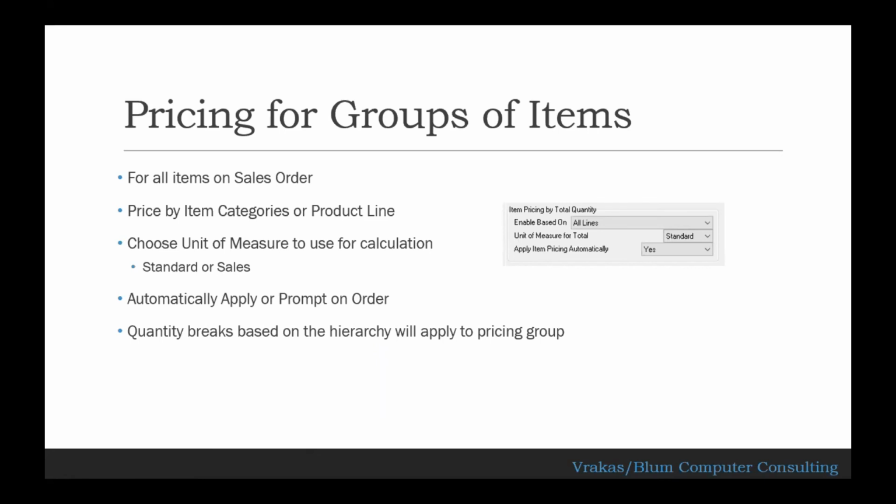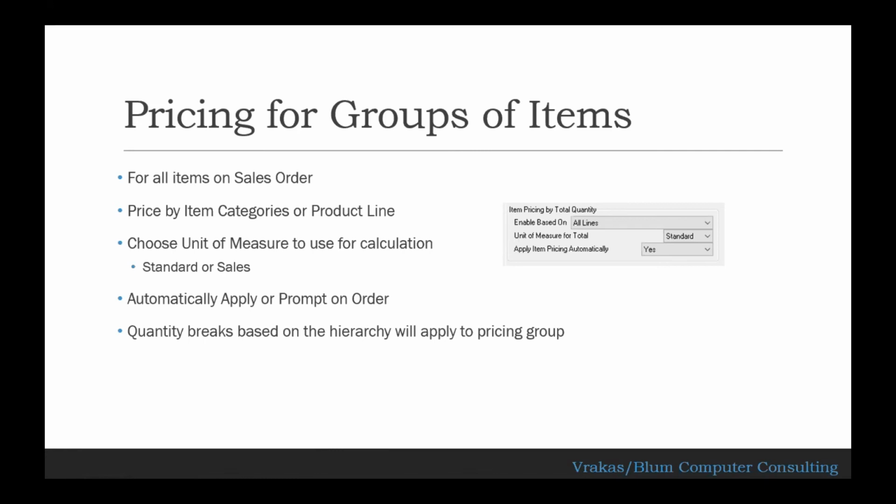It's set up in sales order options, and it allows us to group our items together by our product line or by any of the 4 item categories that we set up in item maintenance. We can give a quantity break based on those groups instead of just by the item. So we would say for everything in product line ABC, if they order 5 of item A, item B, item C that are all under ABC, they get a quantity break.